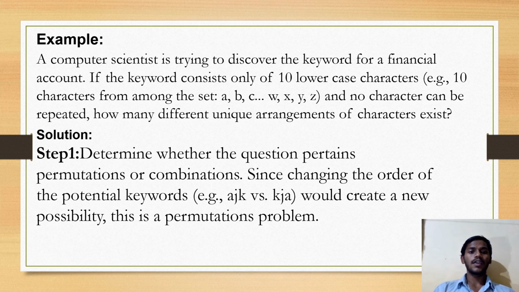Example: a computer scientist is trying to discover a password for a financial account. If the password consists only of 10 lowercase characters, that is 10 characters from among the set A, B, C, and so on to Z, and no character can be repeated, how many different unique arrangements of characters exist? Step 1. Determine whether the question involves permutation or combination. Since changing the order of the potential password, for example AJK versus KJA, would create a new possibility, this is a permutations problem.